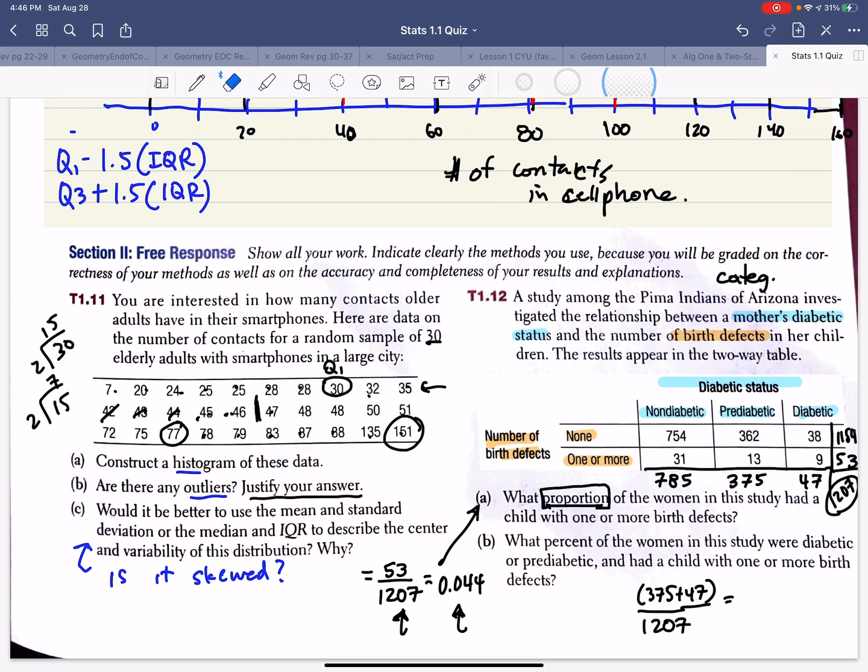Oh, wait, I stopped reading, didn't I? Diabetic or pre-diabetic and had a child with one or more birth defect. Okay, so we're diabetic or pre-diabetic and had one of these birth defects, right? So that was diabetic or pre-diabetic and had a birth defect of some sort. So I'm adding this number. And I'm getting this decimal. And they asked for percent. So I'm going to actually turn that into a percent by moving the decimal twice.